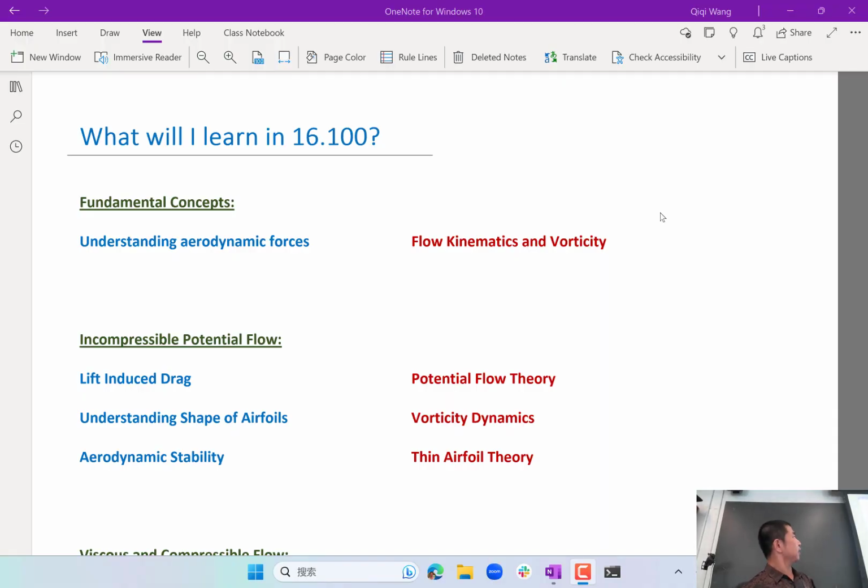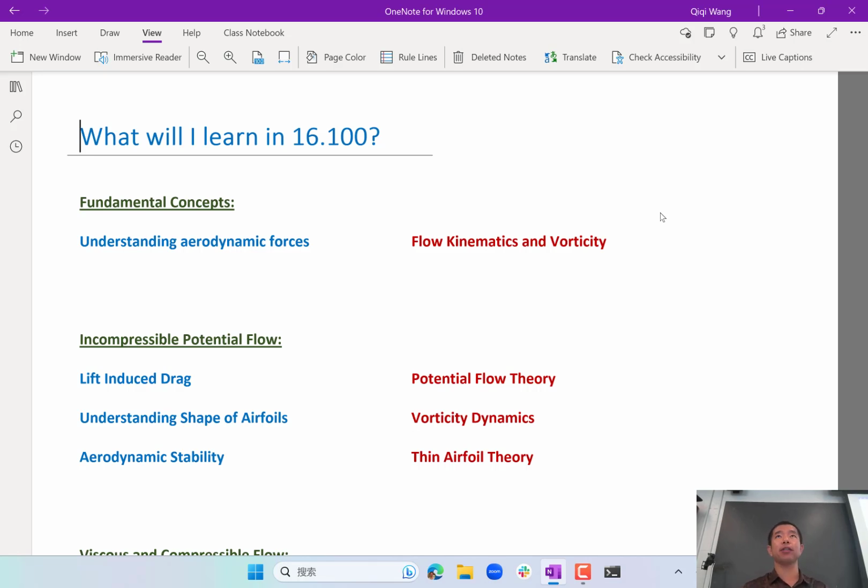Okay, so today we're going to continue to look at vortices, right? Essentially what we're going to do today is to look at both how flow fields behave around vortices and how vortices behave in a flow field. And this is going to lead us to our next topic, that's incompressible potential flow.